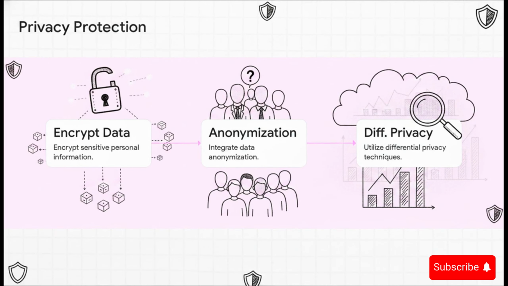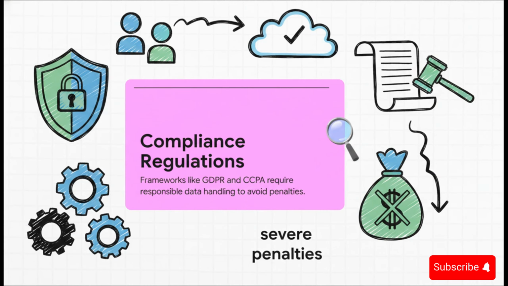But what about your personal privacy? To protect against identity theft, the research recommends a layered approach. You encrypt personal data, you use data anonymization, and you implement differential privacy techniques. Differential privacy is really cool. It basically lets platforms analyze huge, broad trends in data without ever being able to pinpoint you as an individual user.